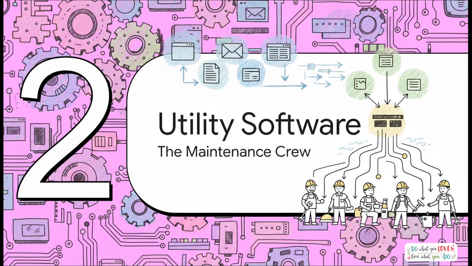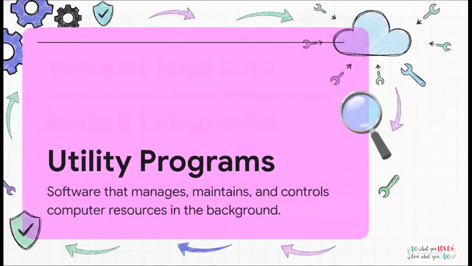All right, moving on to Section 2, utility software, the maintenance crew. Right beneath those everyday apps is a crew of absolute unsung heroes. By definition, utility programs are specialized pieces of software that manage, maintain, and control computer resources completely in the background. They keep your entire system optimized and secure, and the best part? They do it without needing constant input from you.